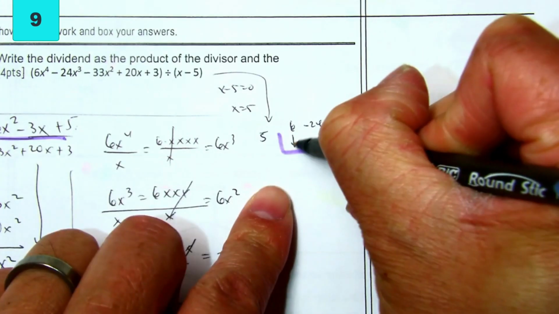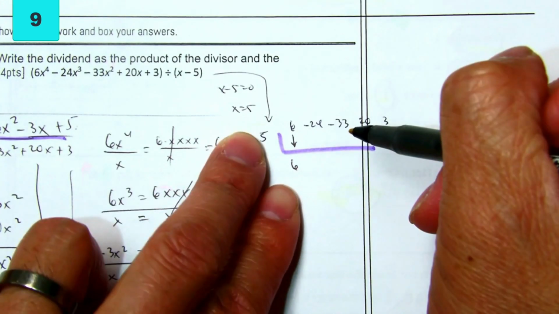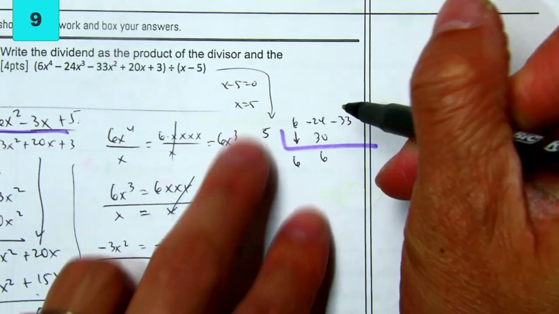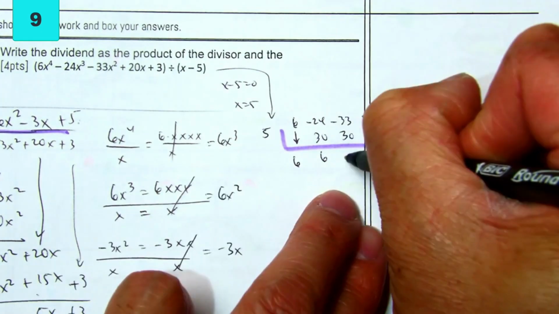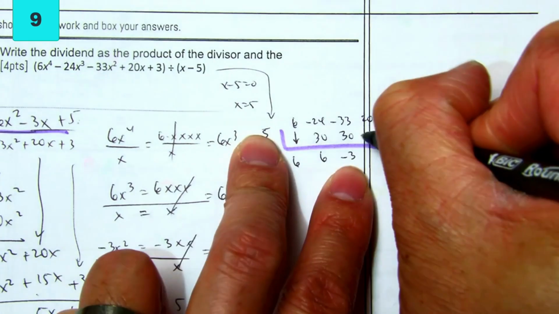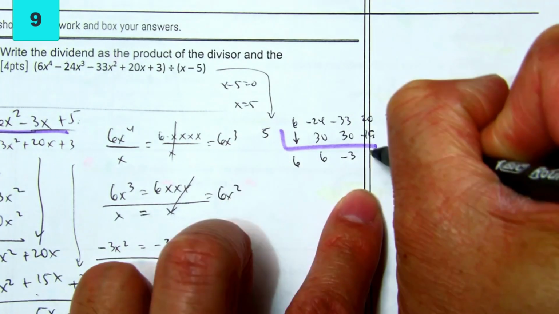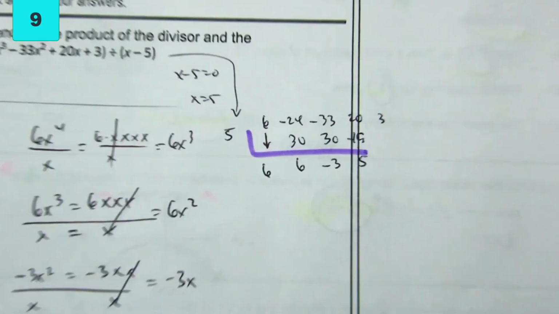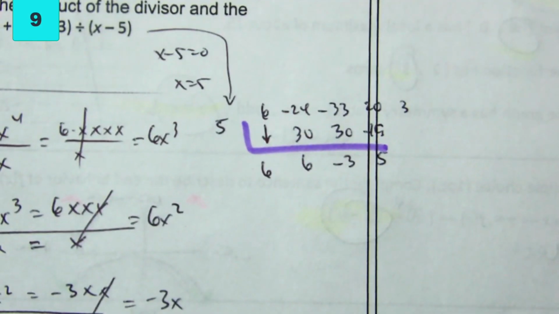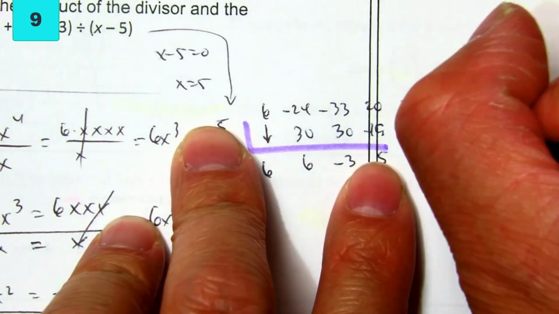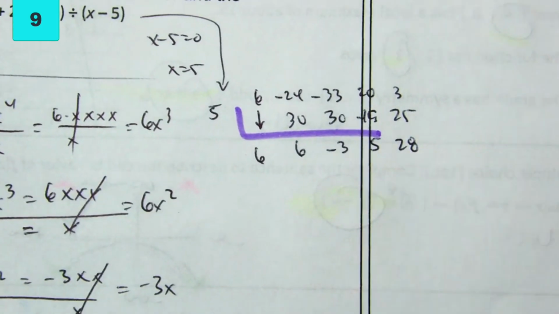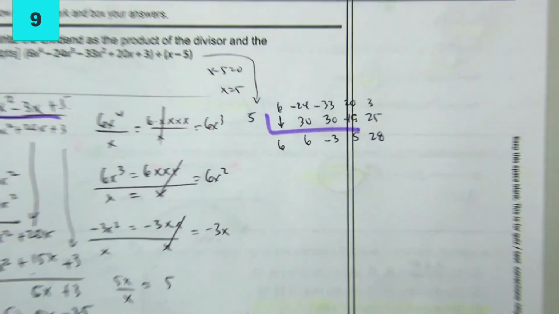Bring down the first one only. We're going to multiply diagonally here, it gives me 30, and add down. Multiply, add down. Multiply, add down. Multiply, add down. The last one is my remainder. And you'll see how it's pretty much the same thing.